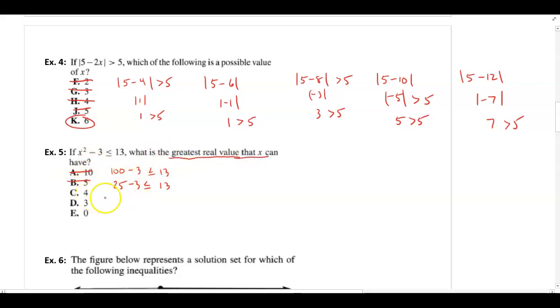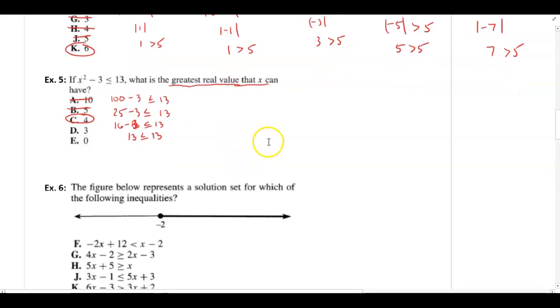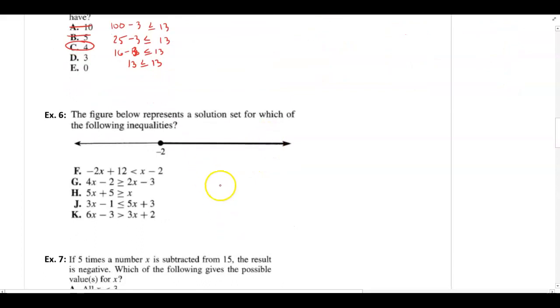How about 4? And remember, they say, what's the greatest real value that x can be? So I'm going to start with the highest and work down. So 4 squared is 16. Is 16 minus 3 going to be less than or equal to 13? Well, 13 is equal to 13, so that would actually work because it can also be equal to, right? Now, 3 would be another one that works, and 0 would work, but you have to understand it's asking for the greatest real value x can be.